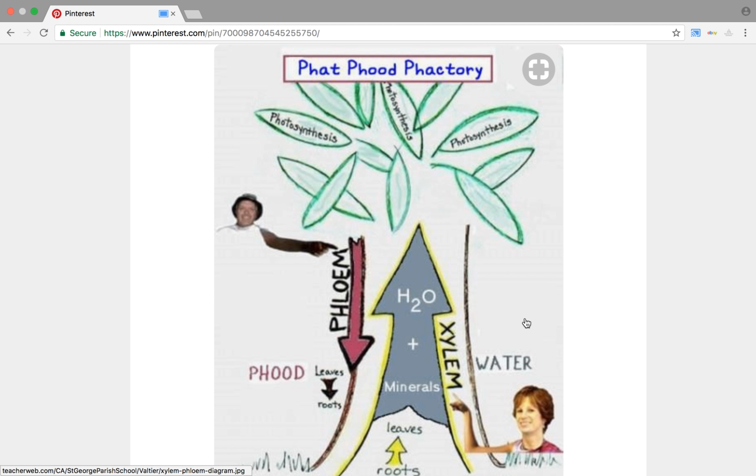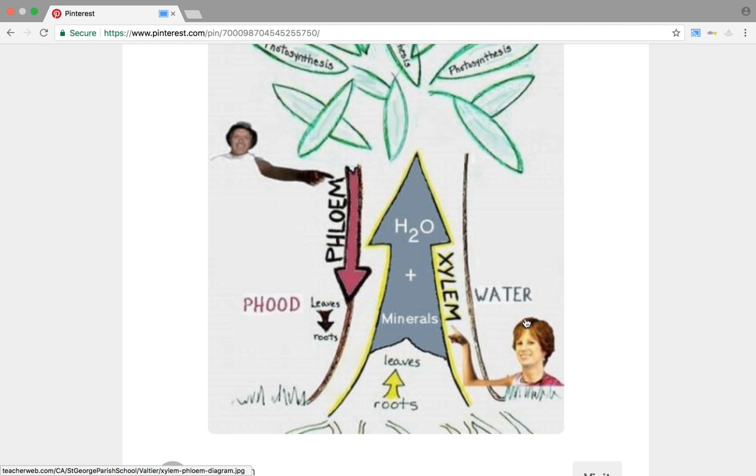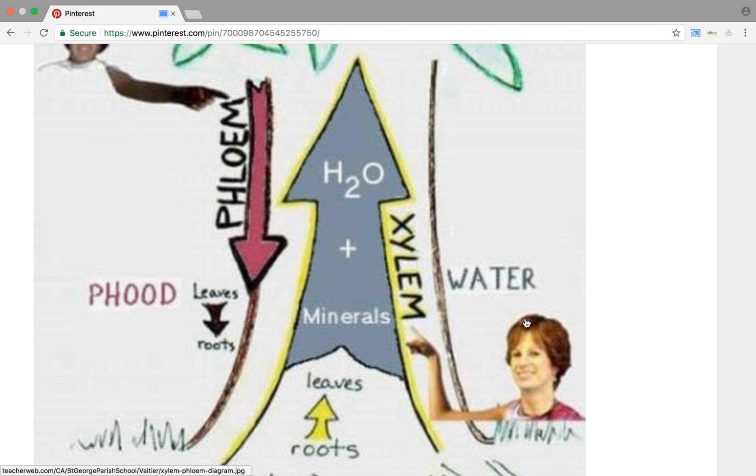Now, this is the xylem and the phloem. Okay, let's focus on the important things here, not this one, this over here. So what's important is that you need to know what xylem transports.